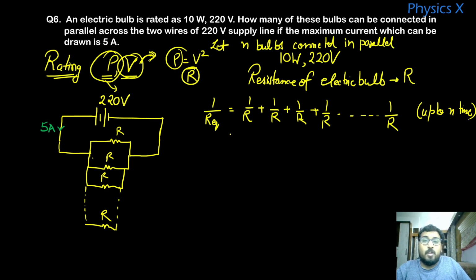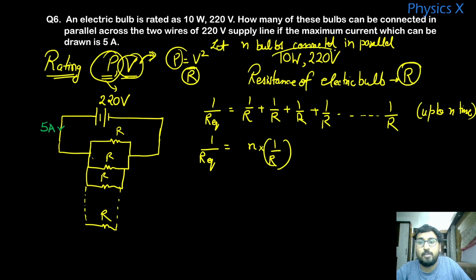Right. So you can write this as 1 by R equivalent is 1 by R, 1 by R, which is nothing but n times 1 by R. Now I want the value of this resistance R. You know the rating is given here, right? So we know that P is equal to V square by R, or I can find R is equal to V square by P from this.